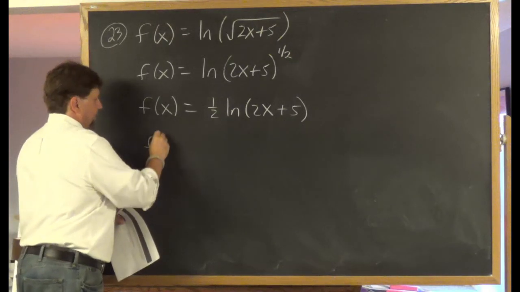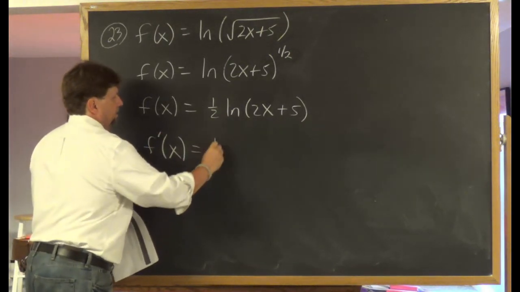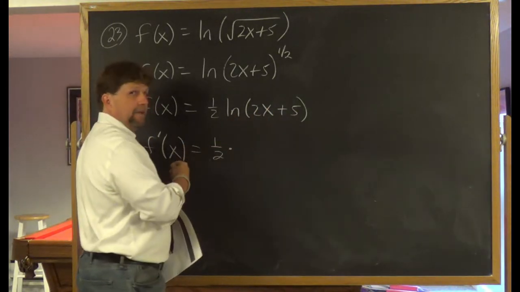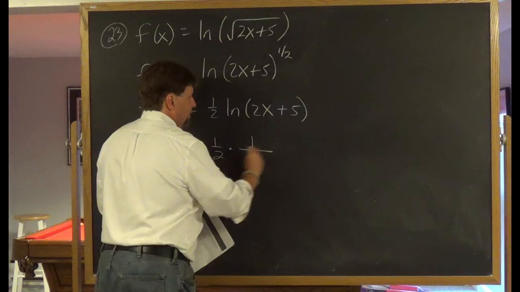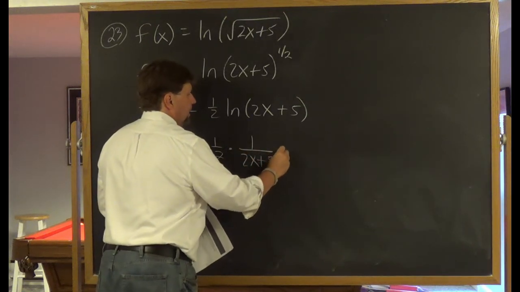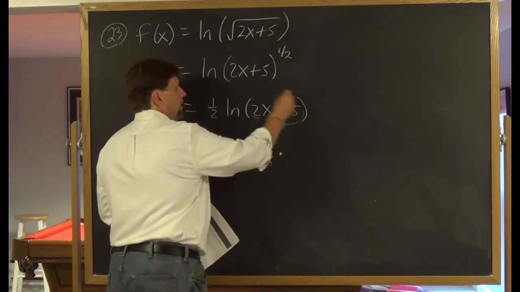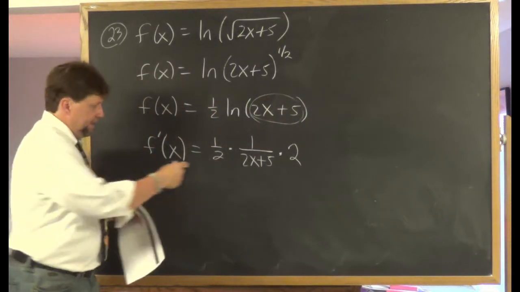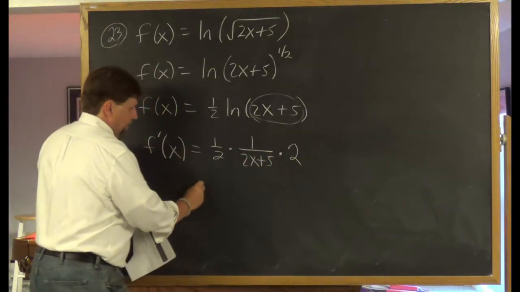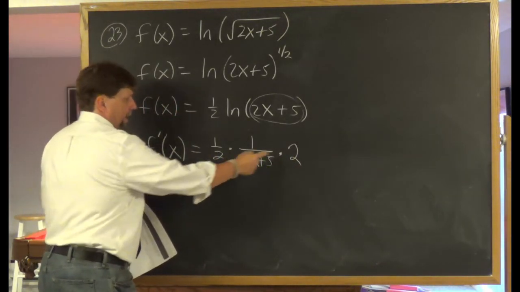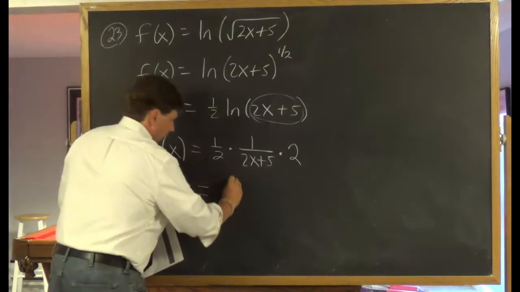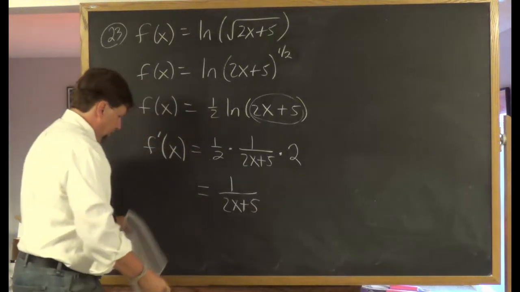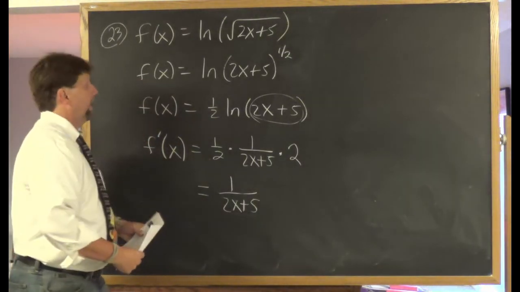So I get the derivative to be 1/2 times, okay, so the derivative of ln 2x plus 5, that derivative is 1 over 2x plus 5 times, now the derivative of 2x plus 5, which is 2. And if I clean this up, if I multiply these fractions together, a neat thing happens. We know 1/2 times 2 is 1, so I'm just left with 1 over 2x plus 5. And that's it for number 23.